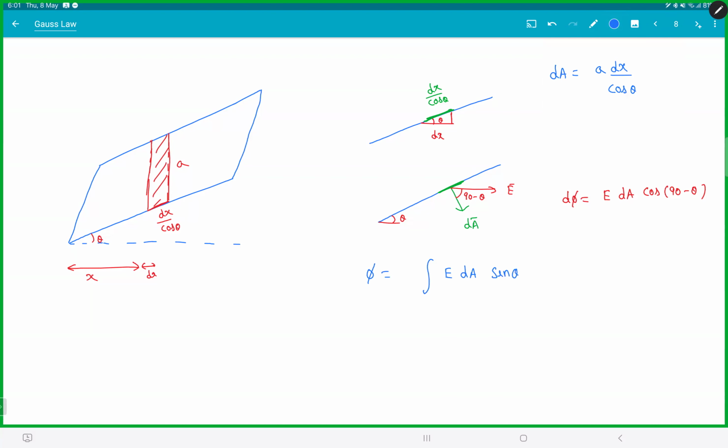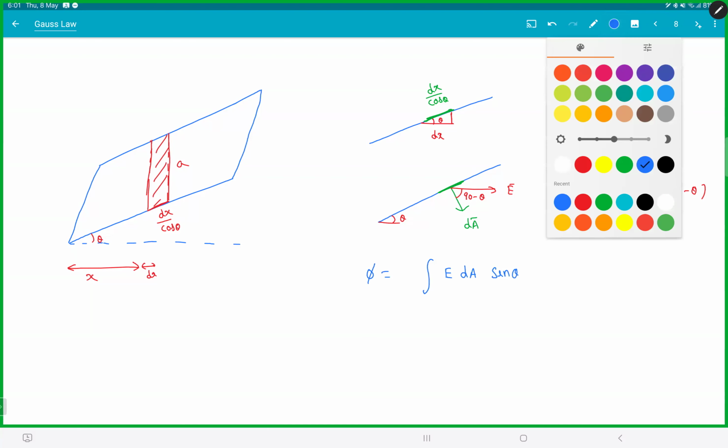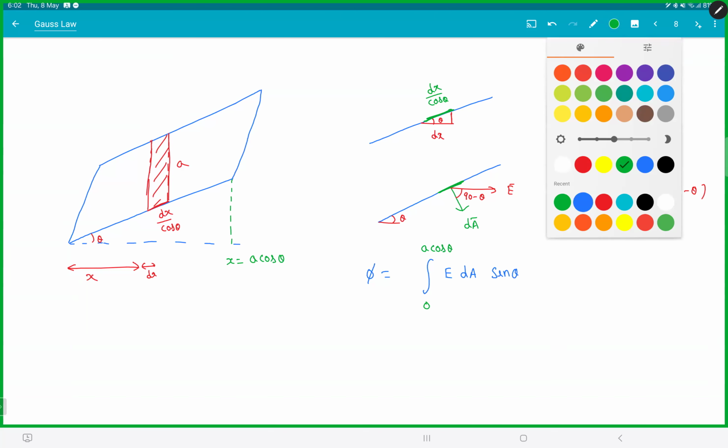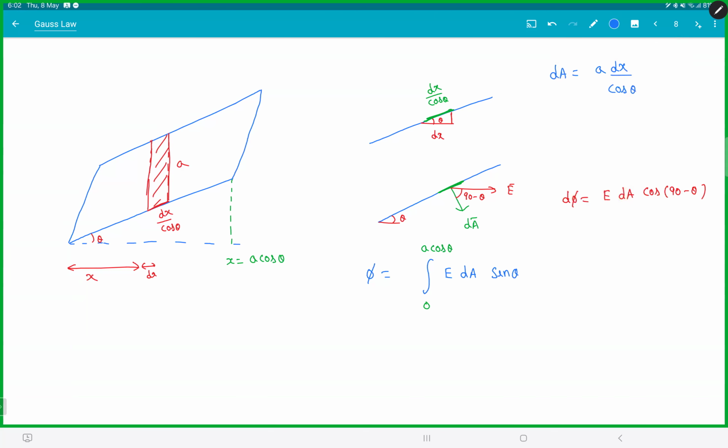What are the limits? What is the x coordinate here? This x coordinate is a cos theta, na? X is not going from 0 to a. X is going from 0 to a cos theta. So the limits will be 0 to a cos theta. Is that making sense, everyone? Because the plate is at an incline, when you drop the perpendicular, x coordinate is only a cos theta. That's the third mistake people do. So there are the three things you have to be careful: the area vector, the limits, and the angle between them. And then you are done.